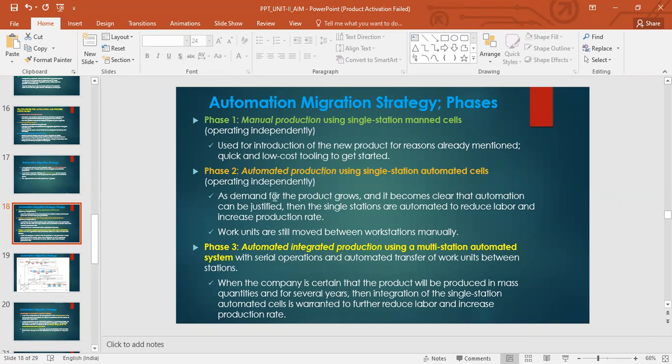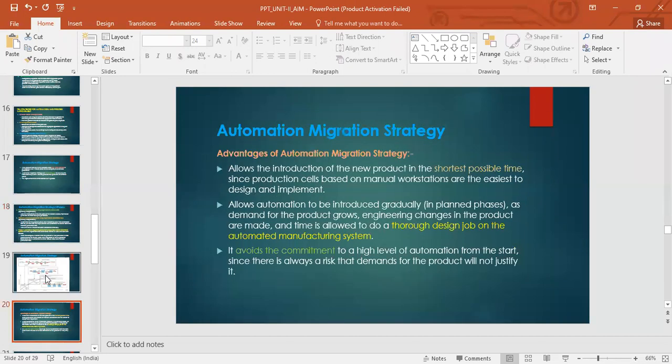So as demand for the product grows and it becomes clear that automation can be justified, then the single stations are automated to reduce labor and increase production rate. You see, so now you have automated those manual workstations. Why? To reduce labor and increase the production rate, isn't it? Because automating would result in more units being produced, as we know machines are faster. So that's how the production rate increases. Work units are still moved between workstations manually. The material handling is still manual.